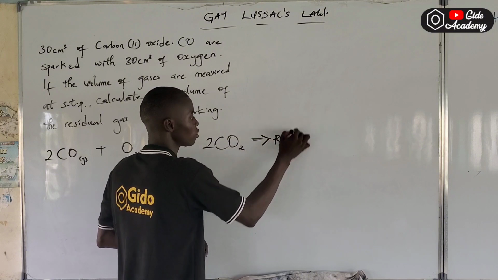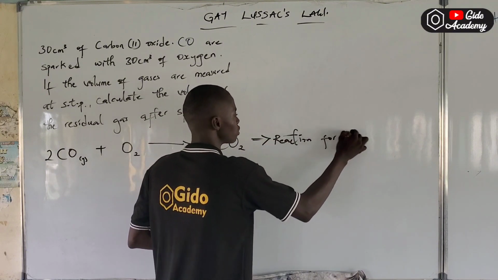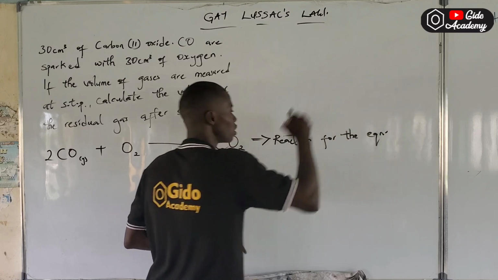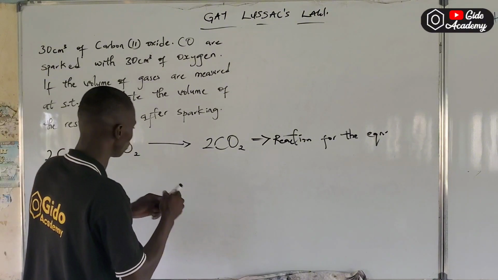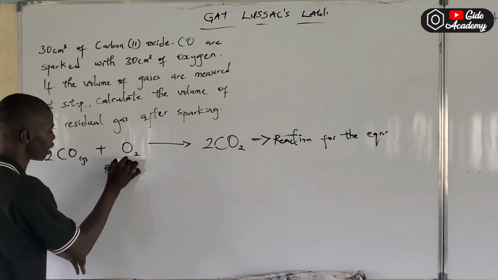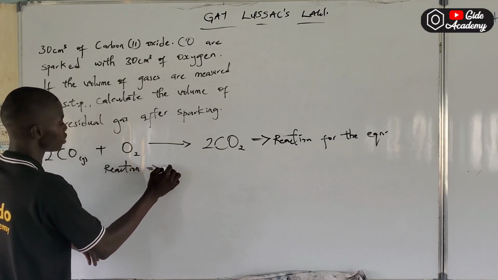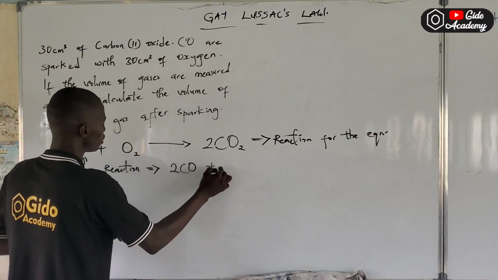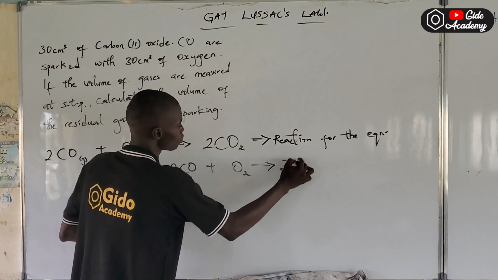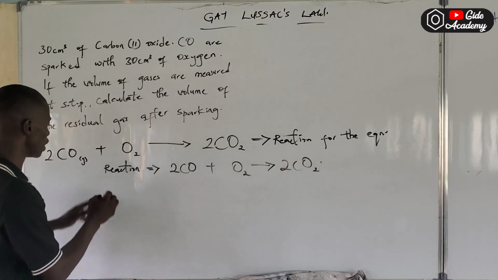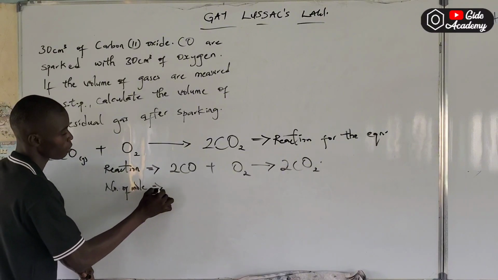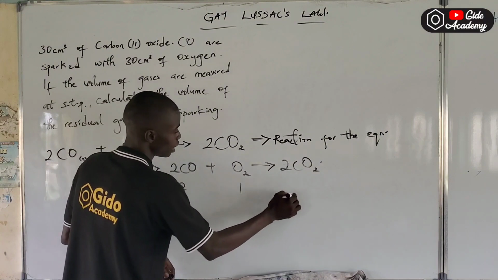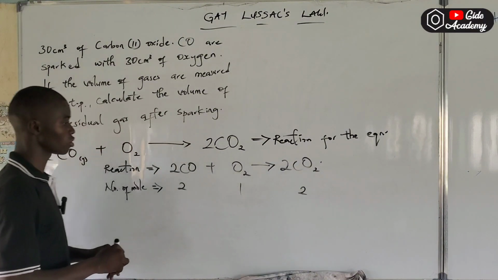This is the reaction for the equation. Now, since you have gotten the equation, I'm going to write the number of moles out. Let me bring my work to this side so that it will be more unique. So I have the reaction: 2 molecules of carbon II oxide plus oxygen to give us 2 moles of CO2. Then the number of moles: we have 2 here, we have 1 here, and we have 2 here. So please take note of this.